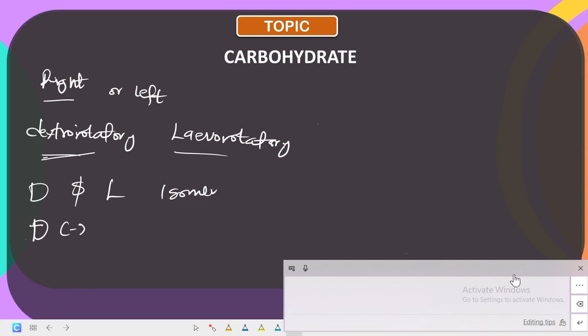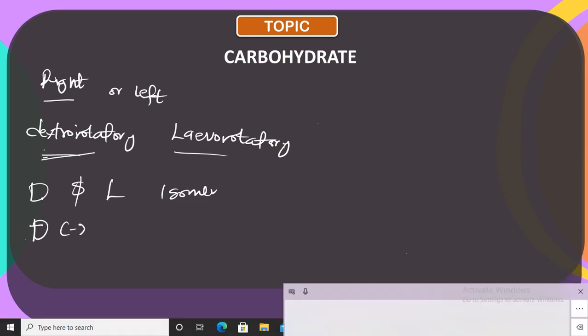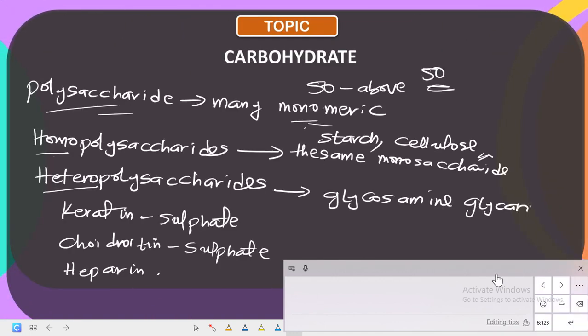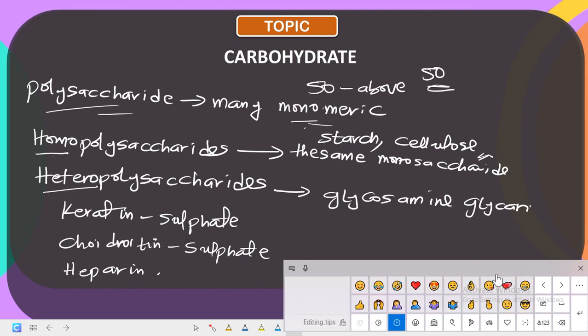In some cases, some persons think, okay, because it's D isomer, it should be what? Dextro-rotatory. Do you understand that? They say if it rotates to the right, it's dextro. If it rotates to the L, it's left. That's what I'm saying now.